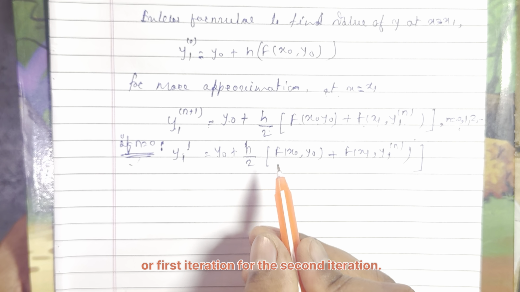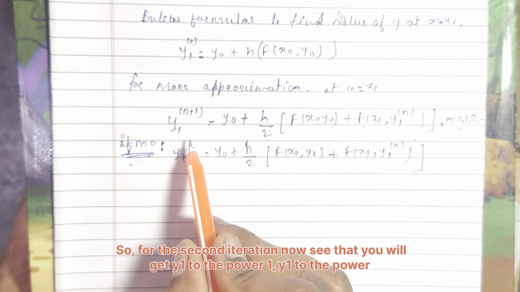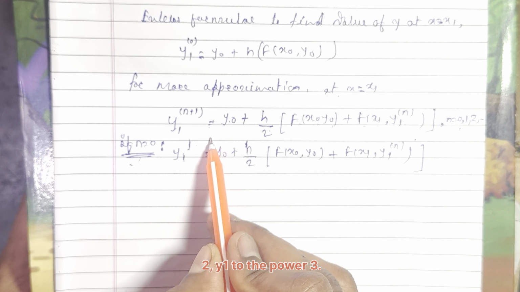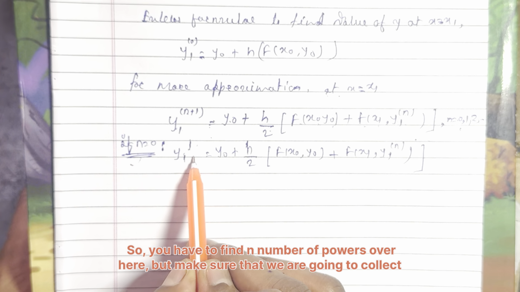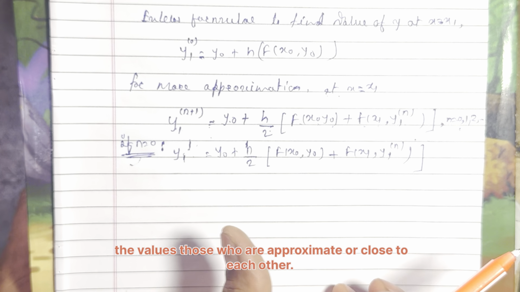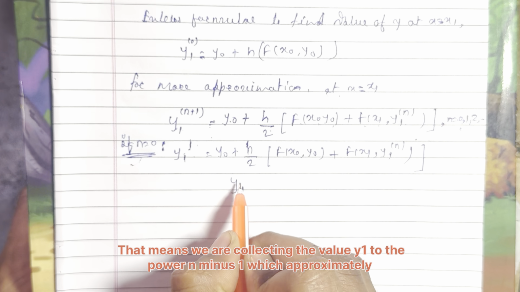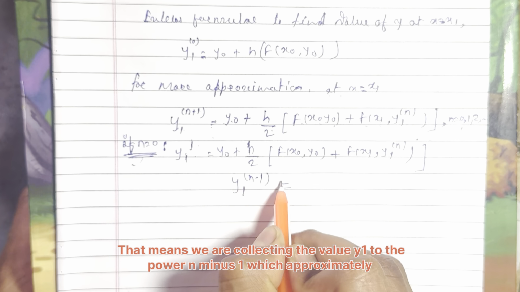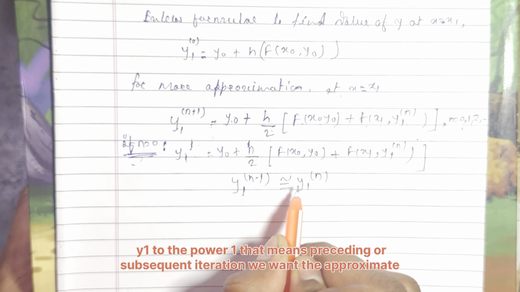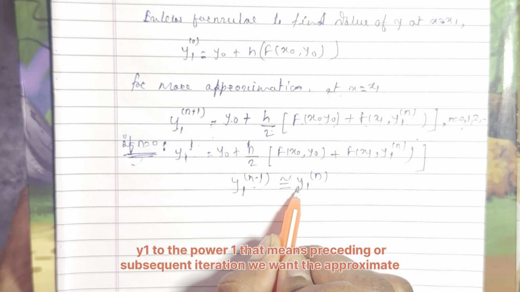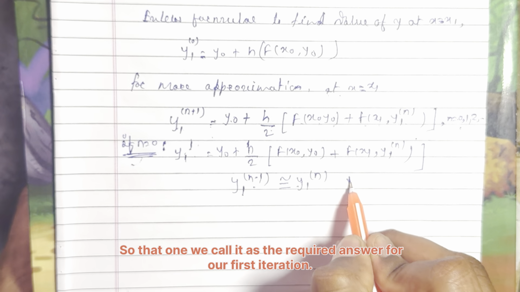Now for the second iteration, you will get y1 to the power 1, y1 to the power 2, y1 to the power 3. So you have to find n number of powers over here, but make sure that we collect the values which are approximately close to each other. That means we are collecting the value y1 to the power n minus 1, which is approximately y1 to the power n. That means in the preceding and subsequent iteration, we want the values approximately equal or close to each other. That one we call the required answer.